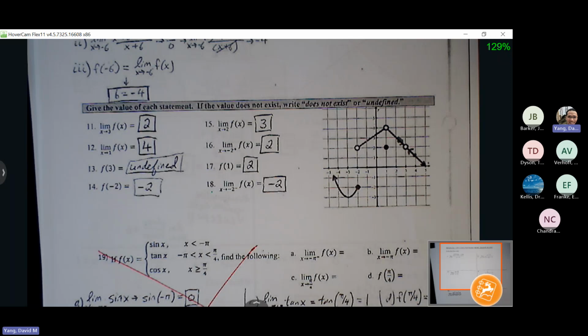With 17, that would be the point. That's right. 17 is just a point. If you see limits, draw your arrows. If you see an ordered pair, then we don't care what's around that point. Just find that point.